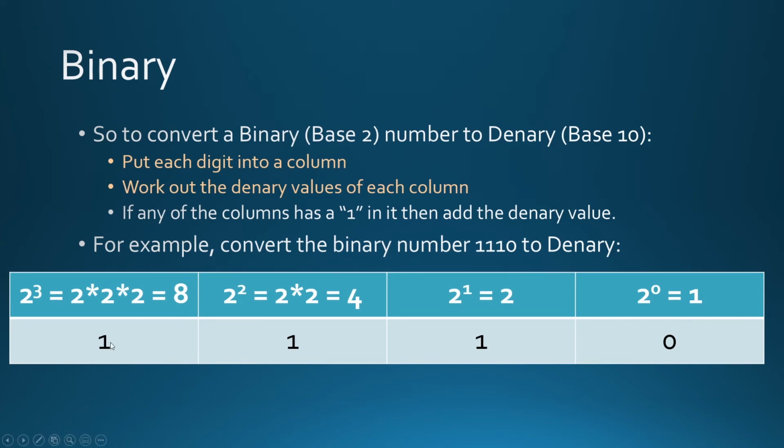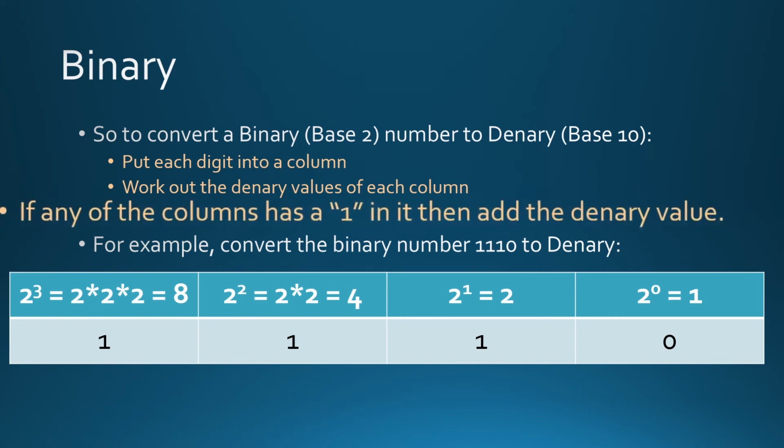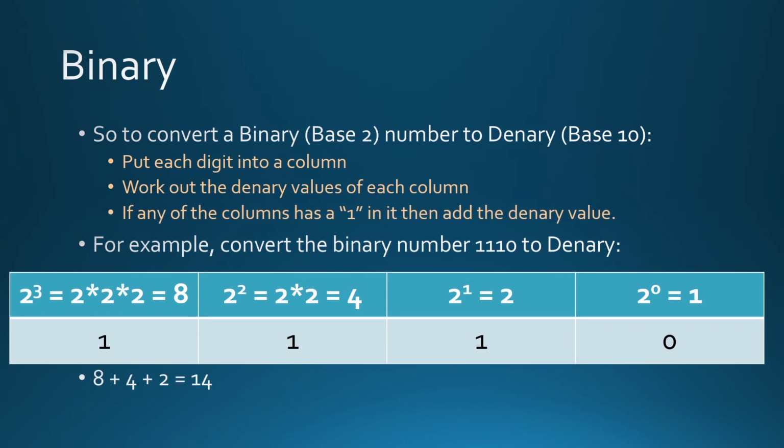So look, there's 1 8, there's 1 4, there's 1 2, and there's no 1s. So it's going to be an 8 and a 4 and a 2. Add those up. What do you get? 8 plus 4 plus 2 is 14. So you now know that 1110 in binary, in base 2, is 14 in denary or decimal, base 10.